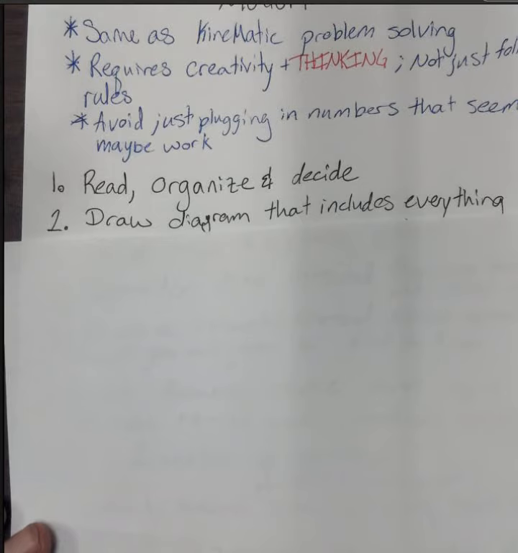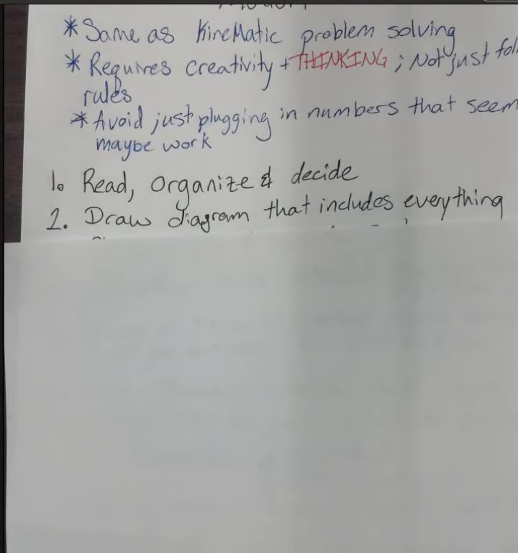Once you've read and organized and made some decisions, you're going to draw a diagram that includes absolutely everything. That diagram needs to show what happened to the object during the entire time that you studied the object. Right? You want to draw the path of the projectile. You want to draw the forces that were acting on it. You don't want to just draw some butterfly and let us assume what its motion is. You want to draw it out.